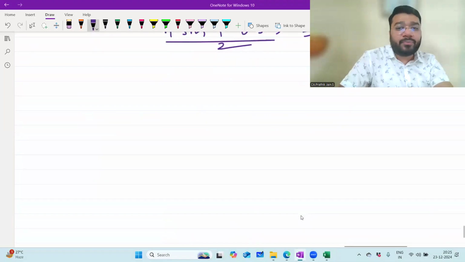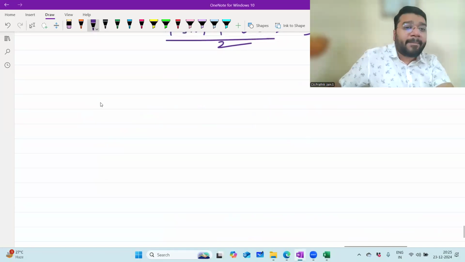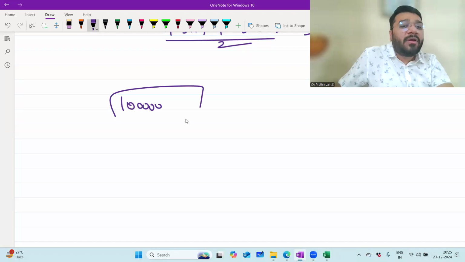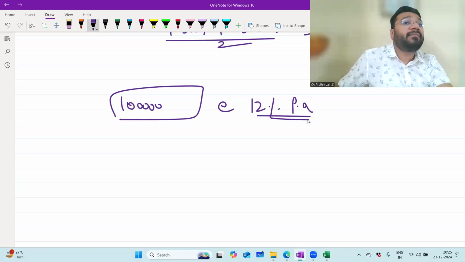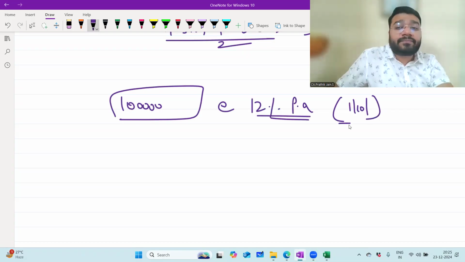Now, one example I'll tell you. Let's say a person is withdrawing 1 lakh rupees. Interest on drawing is 12% per annum. When did he withdraw the money? He withdrew the money on 1st of October 23. The date of drawing is 1 October 23.